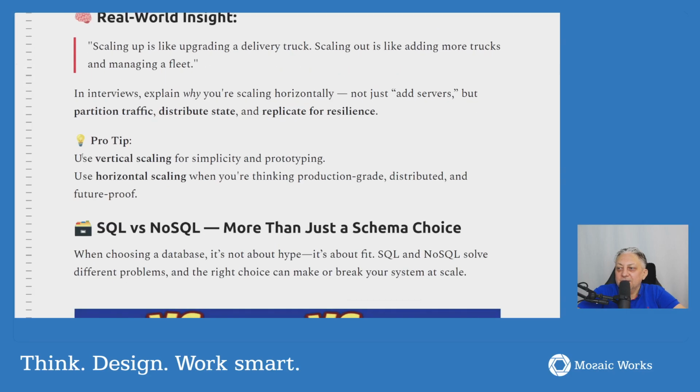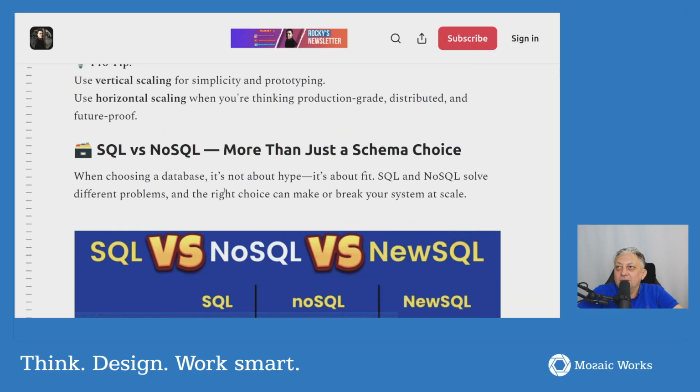Pro tip, use vertical scaling for simplicity and prototyping. Use horizontal scaling when you are thinking production grade, distributed, and future proof. Right. Second one, very interesting.